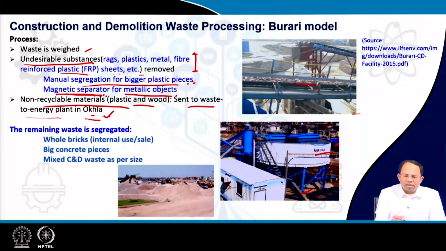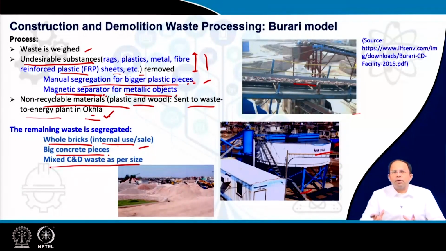After removing all the undesired material, what remains is three categories of waste. One is whole bricks, which are used for internal use, or some whole bricks could also be sold. Then big concrete pieces, and mixed C&D waste as per size. Big concrete pieces are chunks of concrete, whereas the other is a mix of bricks and concrete, so this is mixed C&D waste. This could again be subcategorized as per the size of those particular materials.